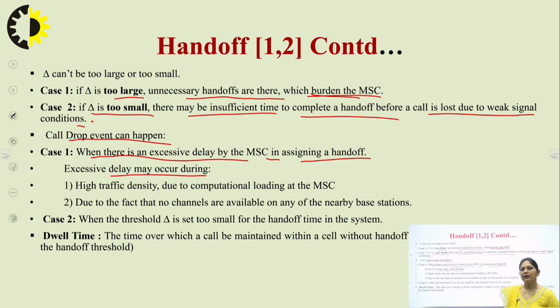We are saying that there can be delay at the MSC, but why can there be delay at the MSC? The reason is high traffic density. At the mobile switching center, as it has to take a decision for handoff, but the traffic at the MSC is too high. There is high density of traffic due to computational loading at the MSC, so there are chances that the call may be dropped.